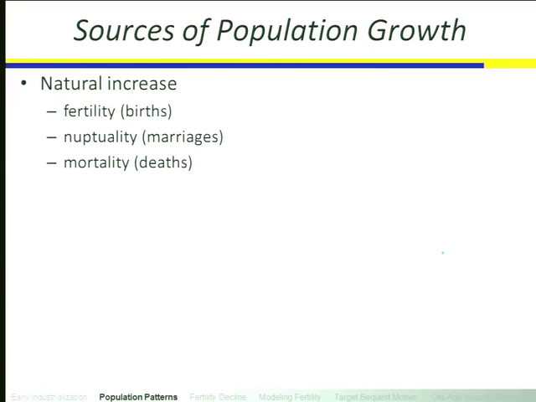And mortality, which is deaths, the higher the mortality rate, then the smaller the natural increase in population, the lower the mortality rate, the higher the natural increase in population. Changes in mortality, we're really going to talk about changes in mortality when we talk about the 20th century. So changes in mortality are not a part of the story for the 19th century. The story for the 19th century is a change in fertility.